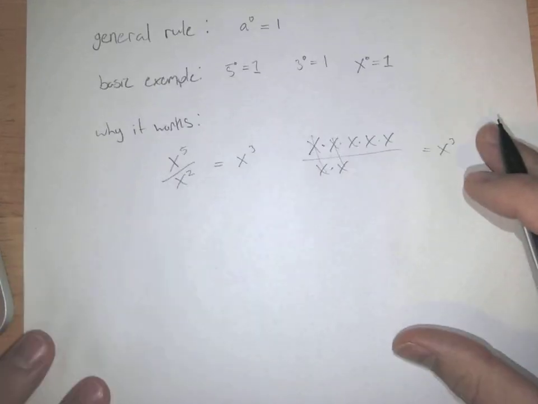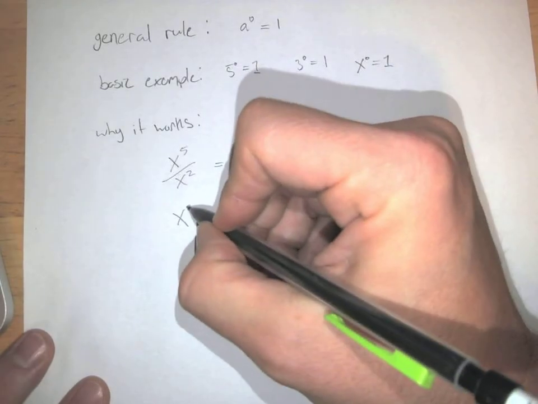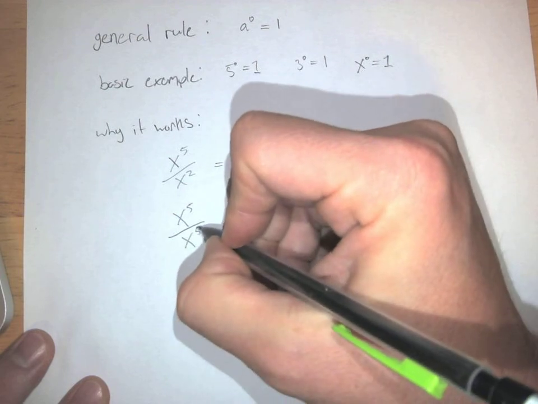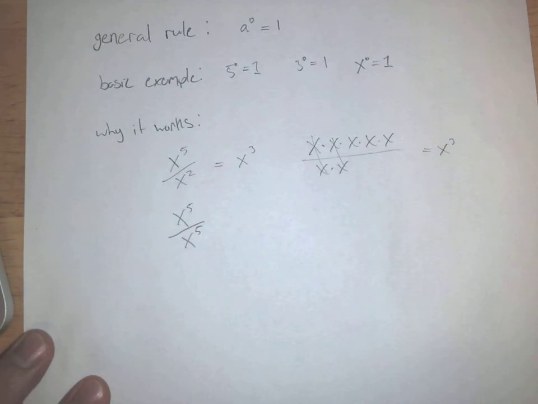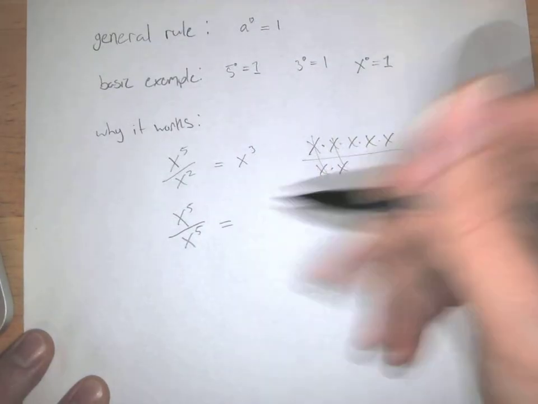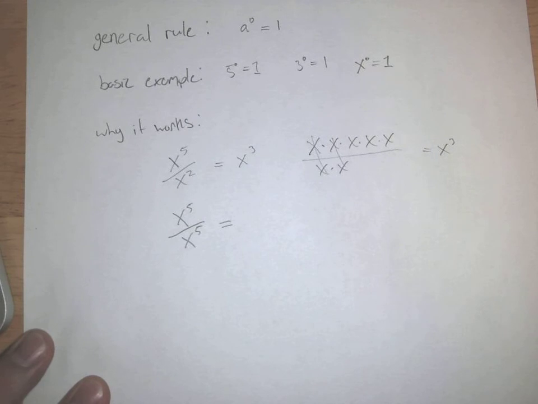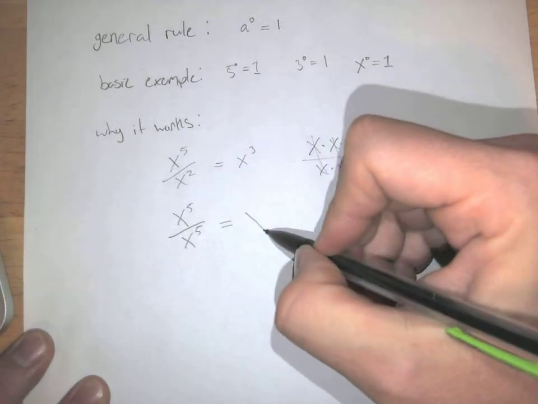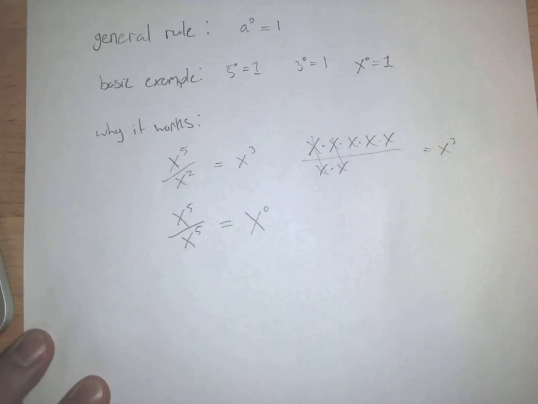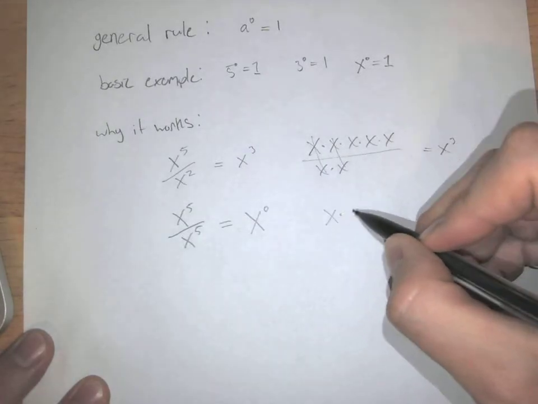Now think about this for a second. What if I had x to the 5th over x to the 5th? Well, according to the quotient rule, I'm supposed to subtract the exponents, right? So 5 minus 5 would be 0. According to the quotient rule, I would get x to the 0 power. But you're like, well, what does that mean? Well, let's write it out.